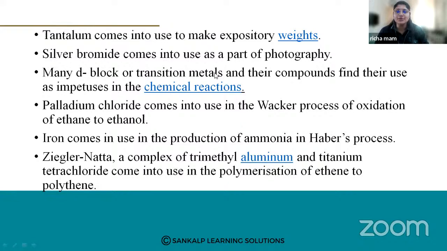Silver bromide is used as a part of photography. So in photography we make use of silver bromide. Earlier there were black and white photos. You take the photographic films in a dark room and then expose them to silver bromide, so that whatever pictures are there get highlighted on that paper. So silver bromide is mainly used in photography.